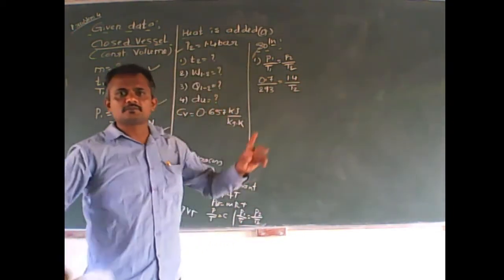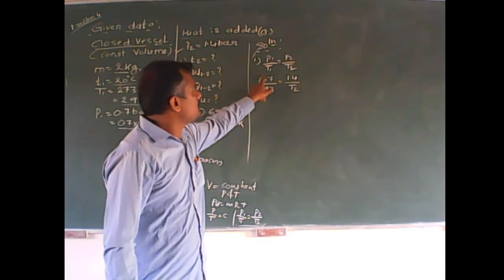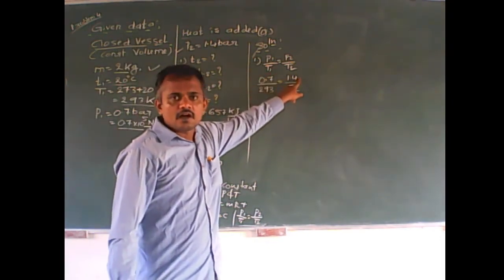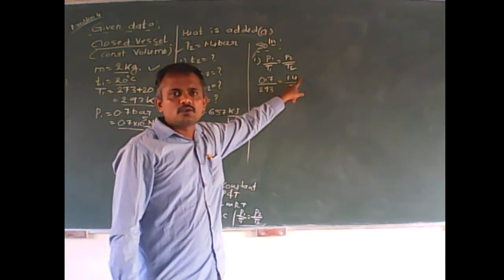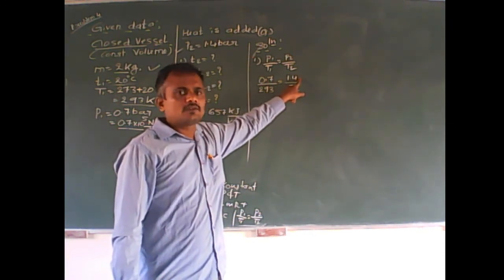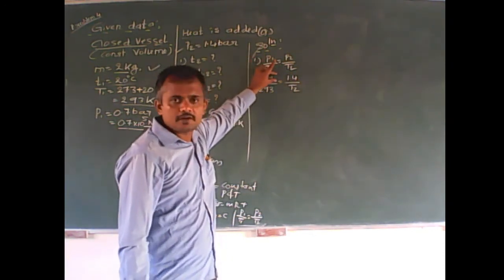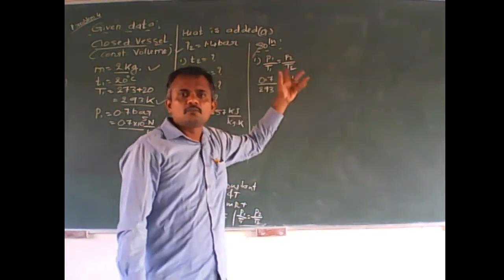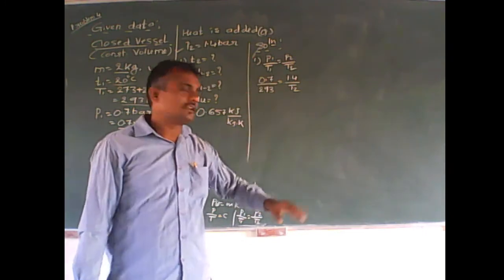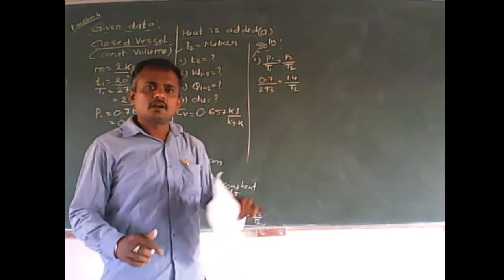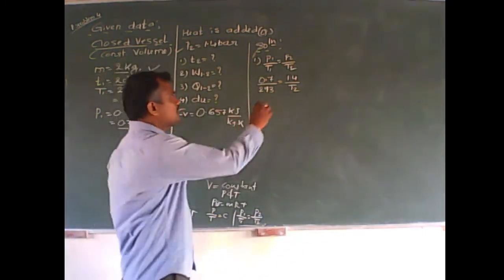Dear students, please make a note here. Since P1 and P2, I have not taken in terms of Newton per meter square. Instead, I took it as bar only. Why? Because multiplied by 10 raised to 5, both will get cancelled. So I don't want to take it into a very lengthy substitution. Therefore, I will make it very short and directly you can calculate the values.